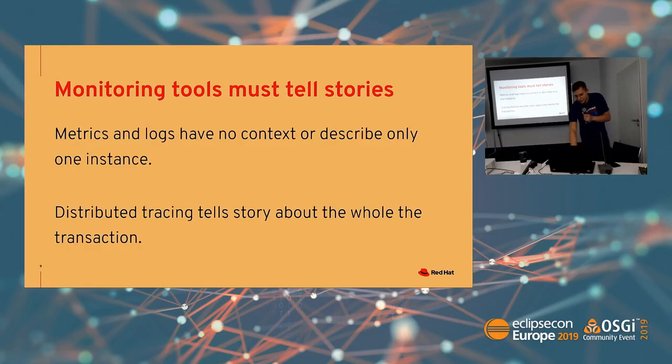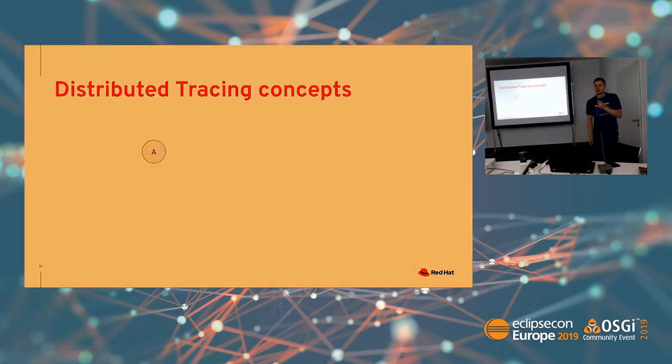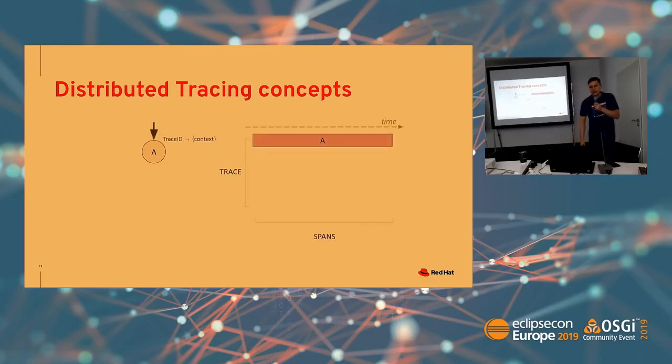So before we deep dive, I'd like to quickly demonstrate how tracing works at a high level. So imagine there is a service A which is exposed to the internet, and there is a request coming to your ecosystem. And what tracing does, it creates a unique ID called trace ID. This ID is put into the context, which can contain more metadata. And this context is sent to all downstream services. It's propagated to all services.